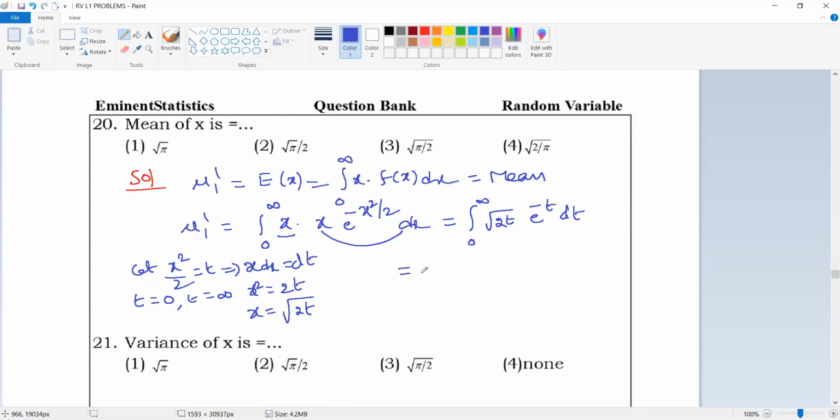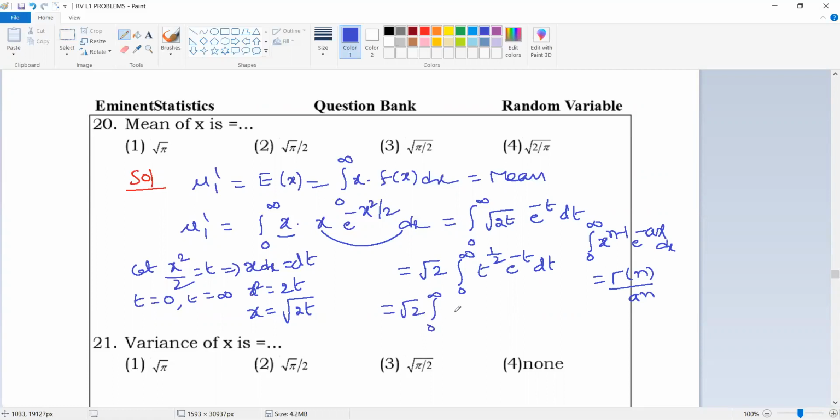Now that is equal to root 2 taken outside, integral 0 to infinity of t power half e power minus t dt, which is the same as gamma integrals. So what is the gamma formula? The integral from 0 to infinity of x power n minus 1 e power minus ax dx is equal to gamma n by a power n. Similarly here, root 2 into the integral from 0 to infinity of t power, this can be written as 3 by 2 minus 1, not half. 3 by 2 minus 1 is what here? Half. E power minus t dt.